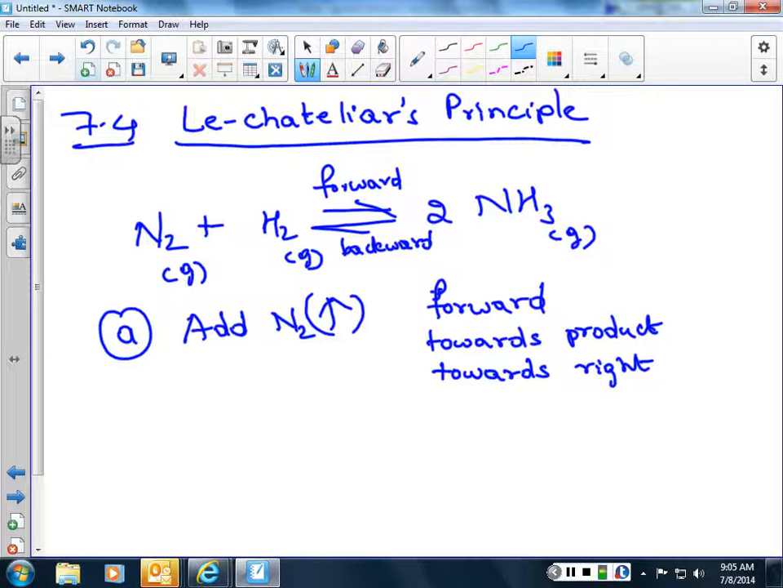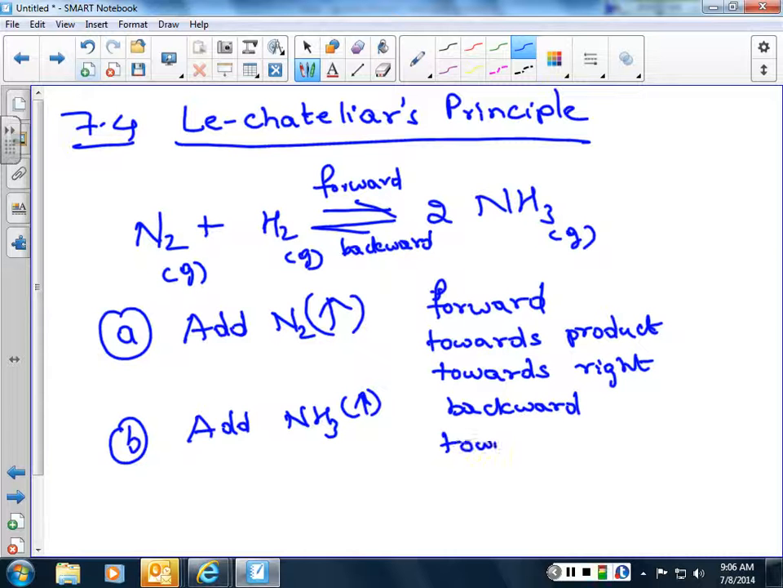Any of these forms the question can be asked. But if you added something on the product side, you would say it goes backward, toward reactant or toward left. Correct, exactly. So let's assume case 2: add more NH3. So you are increasing it, and you will say it goes backward, or toward reactant, or toward left.